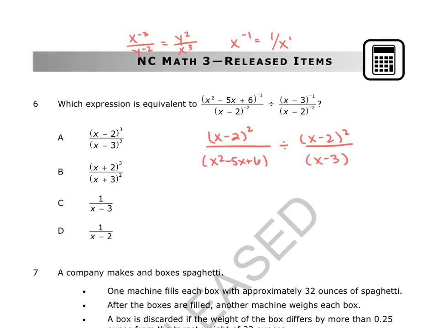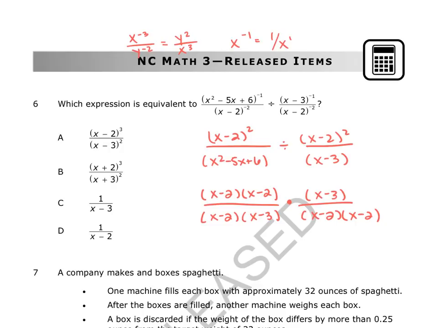Then I'm going to factor this x squared minus 5x plus 6, so that would factor to negative 2 and negative 3. So this would be x minus 2 times x minus 3, and I'm also going to go ahead and write the other as x minus 2 times x minus 2. And instead of division, remember we changed that to multiplication of a reciprocal. So that would be x minus 3 over x minus 2, x minus 2.